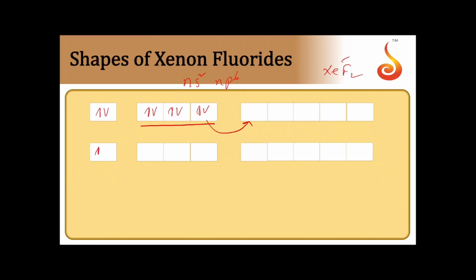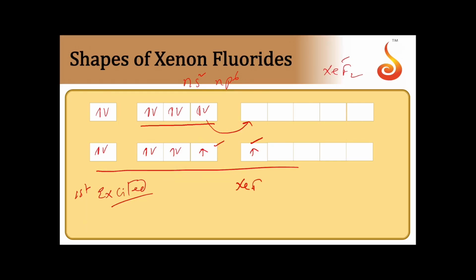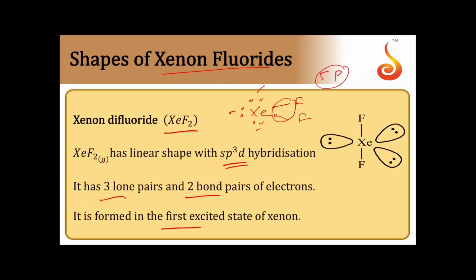Means now the configuration will be in this form. So 1 electron here and 1 in this case you are going to get. So 1 electron goes to the d sublevel. Now this is called the first excited state we have. Now there are 2 unpaired electrons here. Hence it can form XeF2 compound. So XeF2 is being formed in the first excited state.